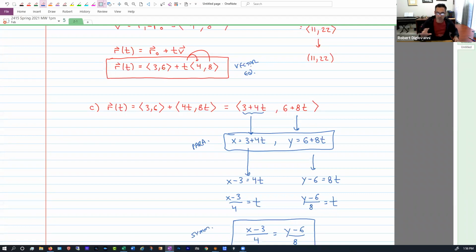And each one of those has its advantages and disadvantages, right? They each have pros and cons. Yes, Jorge? What does the symmetric equation help us do?